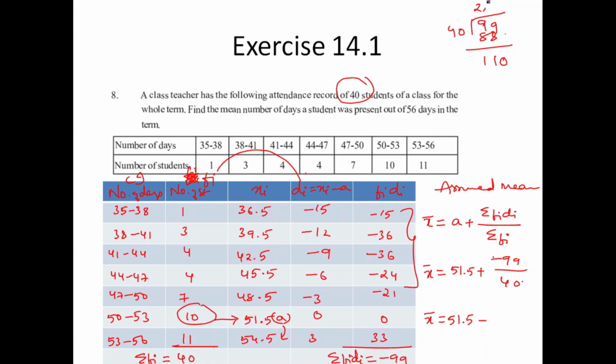2s are 80, 3s are 120. So this is the 120, right? Yeah. So we are left with minus 2.2. That is your minus 2.2. So x bar is equal to 51.5 minus 2.2, so we will get 49.3. So to do this exactly right, x bar you can take directly as 49 only.